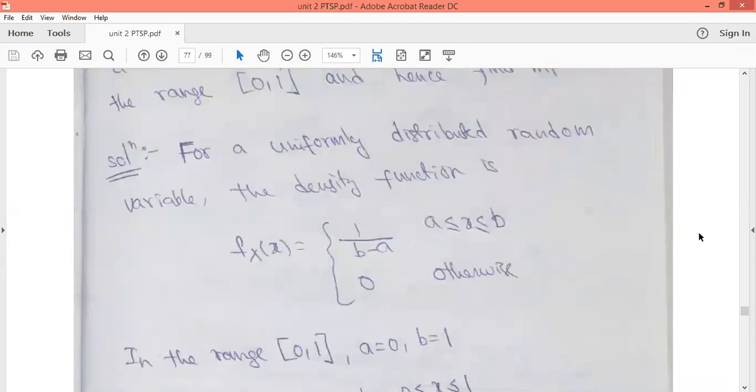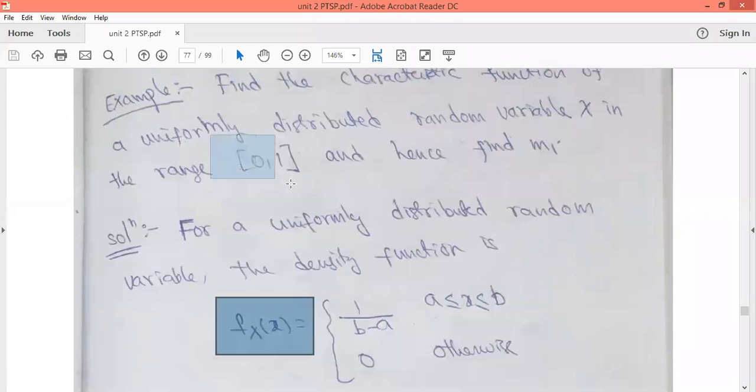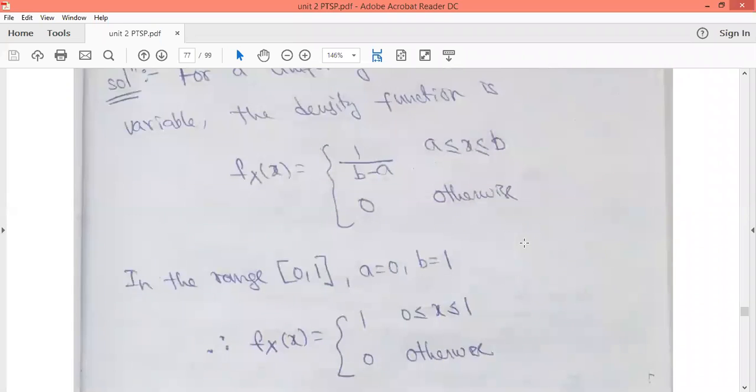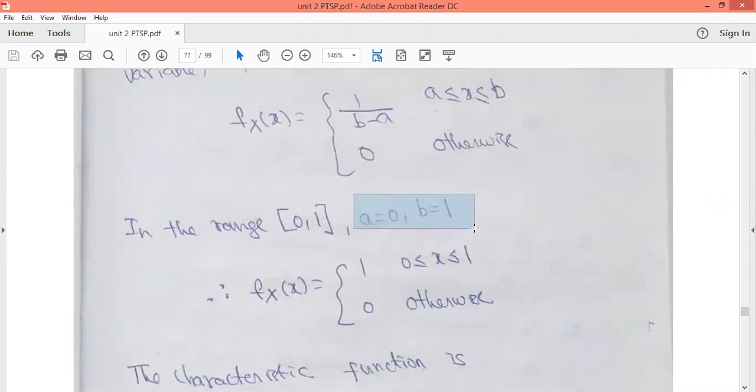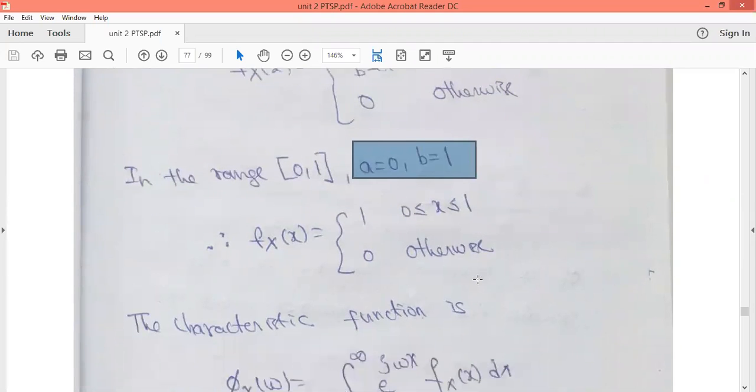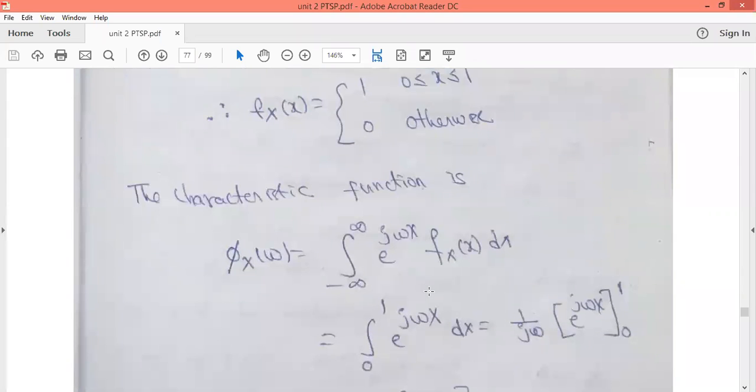So what is given? A uniformly distributed random variable. What is the density function? f x of x is equal to 1 by b minus a, where x ranges between a and b, and 0 otherwise. What is the range? It is given as 0 comma 1 in the question. So a is 0 and b is 1. So what is f x of x? 1 by 1 minus 0, so it is 1 in the range 0 less than or equal to x less than or equal to 1, and 0 otherwise.